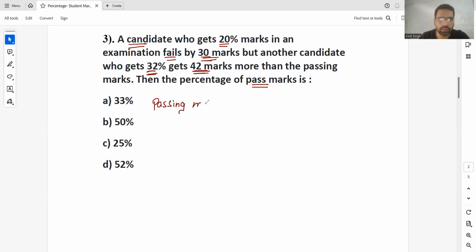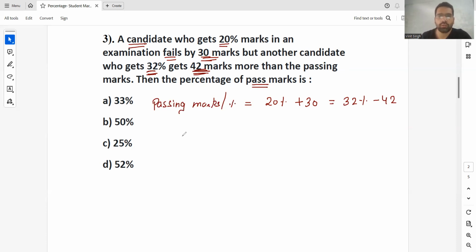passing marks percentage, which is equal to: a student gets 20% marks and fails by 30 marks. If he gets 30 marks extra, then he will pass the examination. Another student gets 32% marks and 42 marks more than the passing marks. If we subtract 42 marks from this percentage, then he will get the passing percentage. Clear? The first student gets 20% marks and fails by 30. He gets 30 more marks, then he will pass the examination.